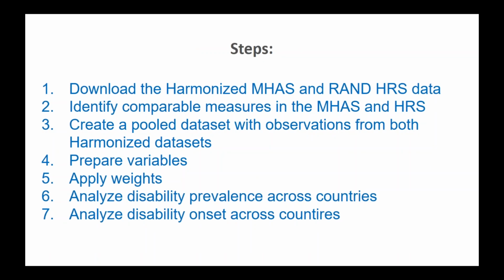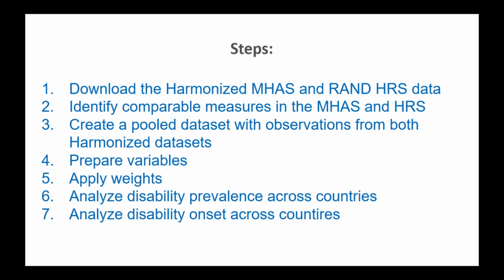The steps we're going to go through today: we're going to download the harmonized MHAS and the RAND-HRS data. We're going to identify comparable measures in the MHAS and the HRS. We'll create a pooled dataset with observations from both harmonized datasets. This is sometimes called a pooled or stacked dataset, meaning there are observations from both of these different studies inside one dataset inside of Stata. We're going to prepare our variables, making some changes to them for the analysis. We'll apply weights. And then first we're going to analyze disability prevalence across countries.